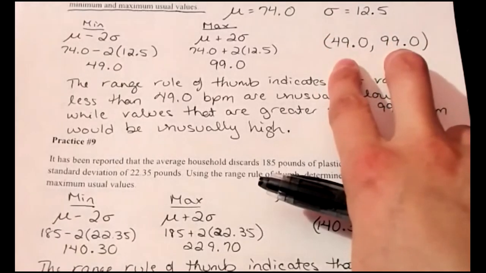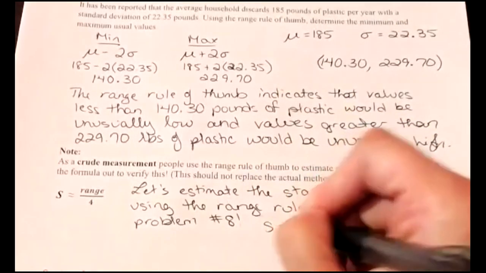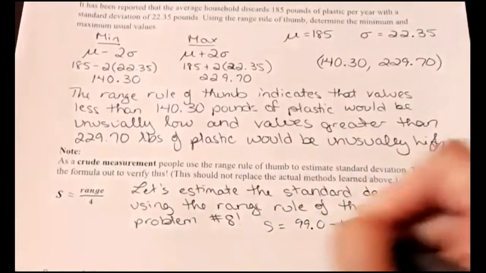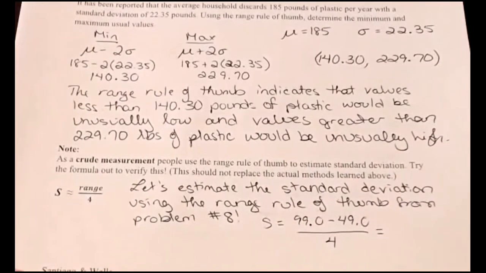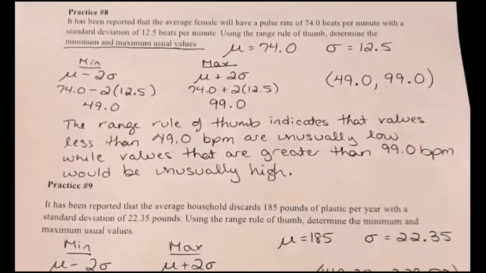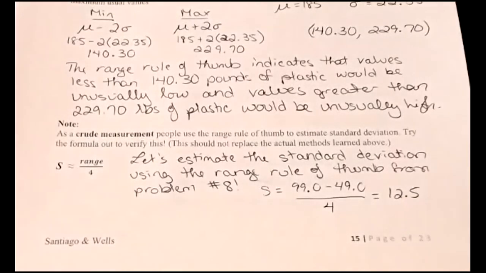So what we're going to do is find the range, which is the high minus the low. So we're going to use this formula. For standard deviation, you're going to take the high value, subtract the low value, and then divide by 4. If you plug this into your calculator, you find that the standard deviation is 12.5, which is very cool because look at the standard deviation that we had for that problem. It was 12.5. So it's just a quick and easy way to find that standard deviation.